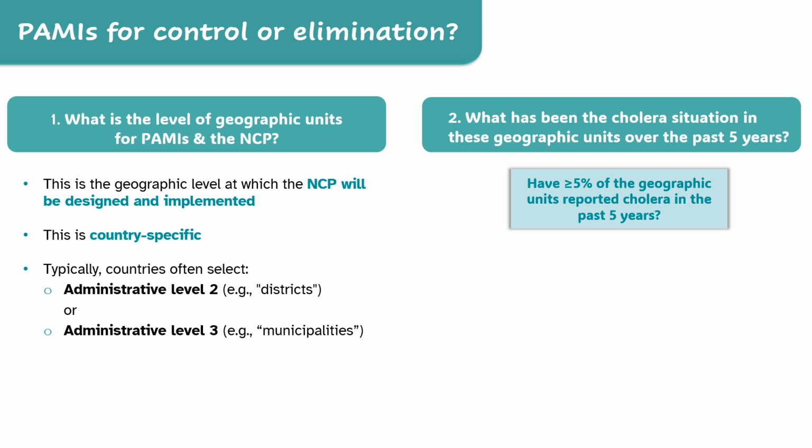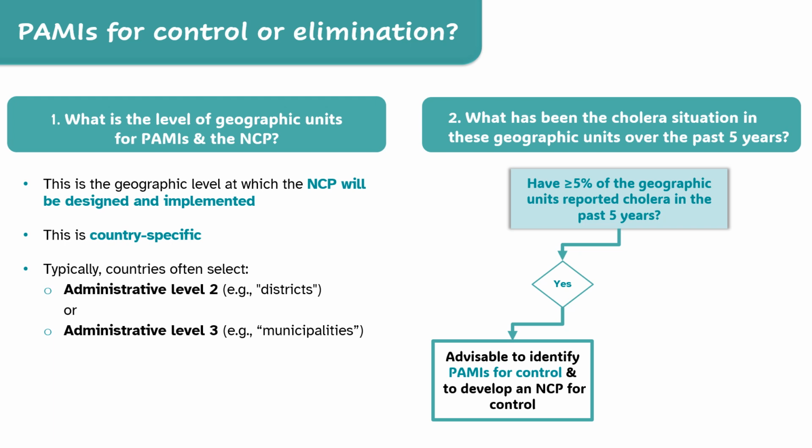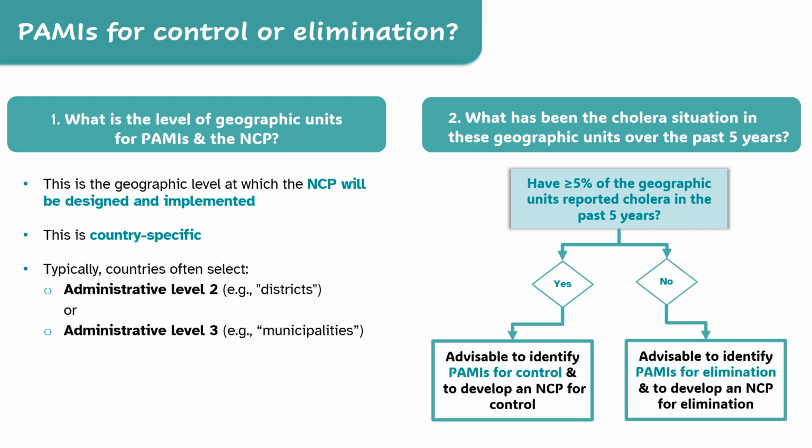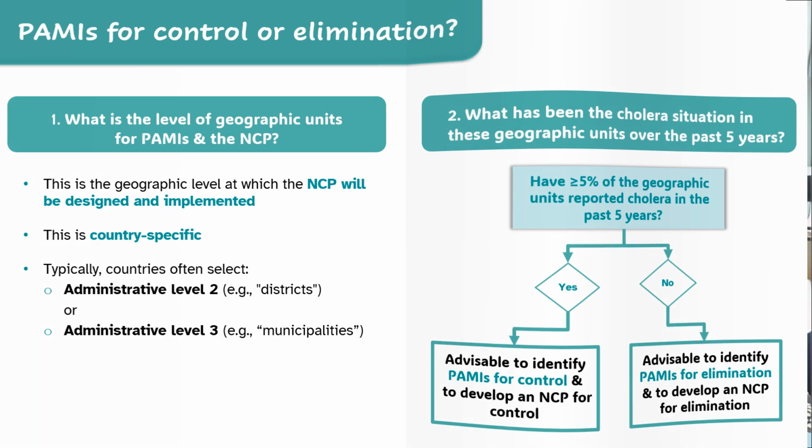Once a country has determined the geographic level of PAMI, the next step is to assess the percentage of geographic units where cholera was reported in the past 5 years. As a guiding principle, if cholera was reported in more than 5% of the geographic units in the past 5 years, it is advisable to identify PAMI for control in order to develop an NCP to control cholera. On the other hand, if cholera was reported in less than 5% of the geographic units in the past 5 years, it is advisable to identify PAMI for elimination to develop an NCP to eliminate cholera.